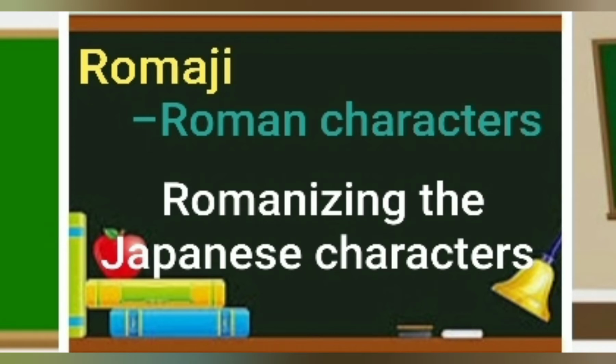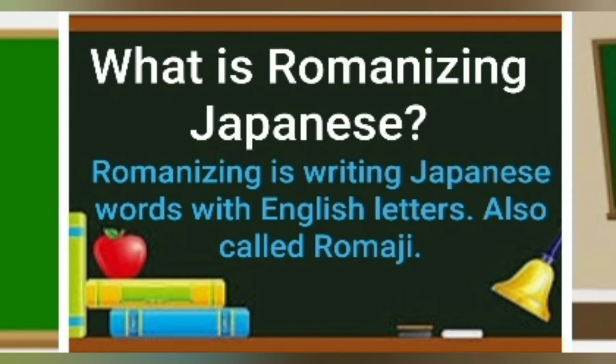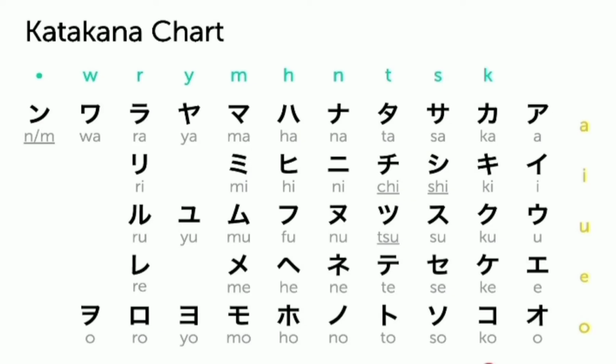Romaji is the writing system using the English alphabets. So we don't have to study the Japanese characters in order to learn the Japanese language unless we love to. As said, romanizing is writing Japanese words using the English letters, also called Romaji. Now let's study the Japanese syllabary. But disregard the Japanese characters because we are focusing on the sounds of the characters and not on the writing system. Take a closer look at each character.